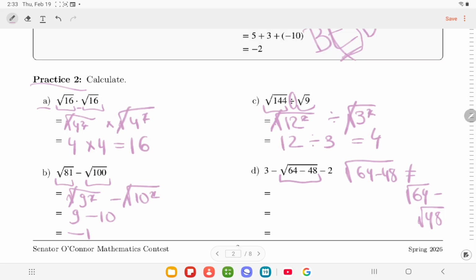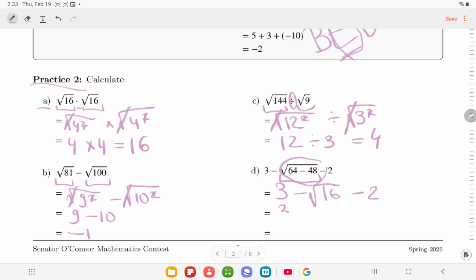So to solve this, we have to first solve what's inside the square root. So 64 minus 48 is 16, minus 2. And now we can take the square root of 16, where 16 is equal to 4 squared. So we get 3 minus 4 minus 2. This is negative 1 minus 2. We end up with negative 3.